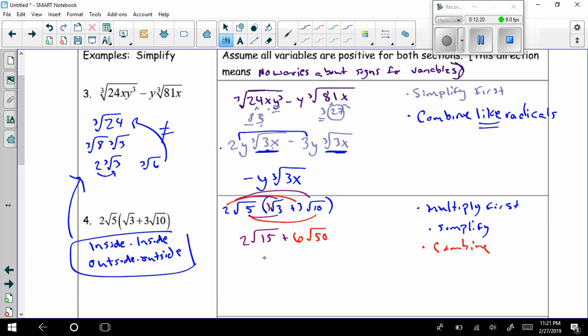So now we need to simplify so we can see if we can combine. Well, this is 3 and 5. That's it. That one doesn't break down. But 50 is 25 times 2. So we have 2 root 15 plus 6. The square root of 25 is 5, so times 5 root 2. And then last step, just simplify that. And we're done.